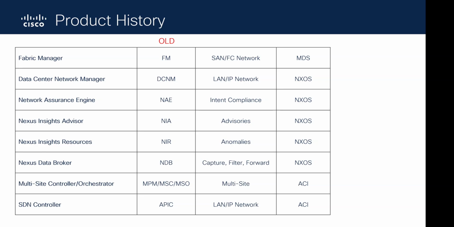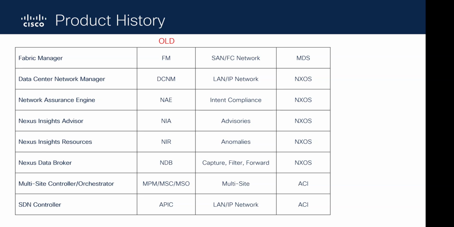Now, to understand where we are today, it's helpful to understand where we've been, and this slide tries to capture that. So on the far left are full product names, followed by their typical abbreviations, their area of application, and the equipment or operating systems that they are focused on.